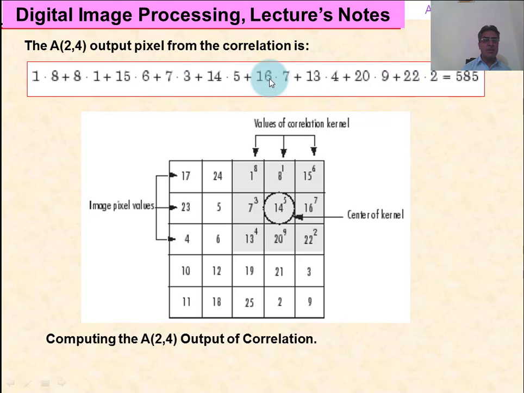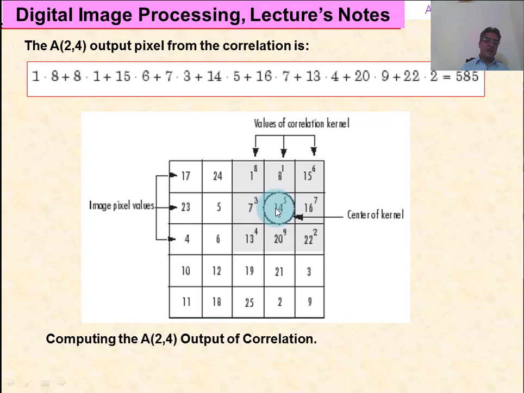All the values will be summed up and the resultant value will be stored at this location. This value will be scaled down to between 0 and 255 because it is a grayscale image and there is no grayscale value greater than 255. It is 585, so it will be scaled down and will become 250, between 0 and 255. This is the computed A of 2, 4 output of correlation, the value of only this pixel.